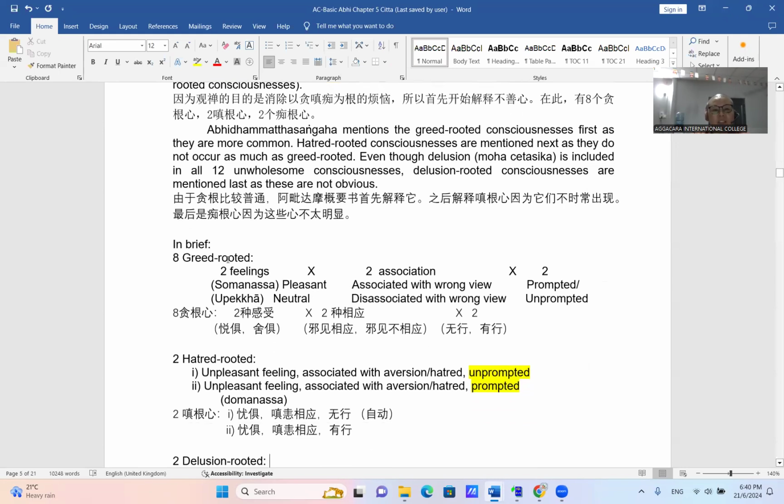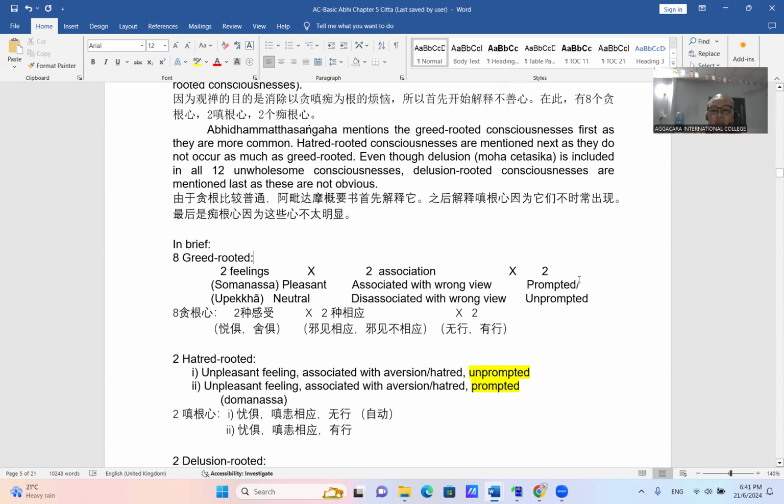Okay. 8, actually the first 8, we call it the lobha mula, 8 greed-rooted. Actually, it's very easy. You just need to remember, just now I mentioned there are 5 types of feeling. So we only have 2 types of feeling here: somanasa and upekha. Somanasa is pleasant, upekha is neutral. So you have 2 types of feeling times 2 types of association, either association with wrong view or disassociated with wrong view. This means that not all the greed consciousness will associate with wrong view. Sometimes they are not associated with wrong view, so we call it disassociated with wrong view.